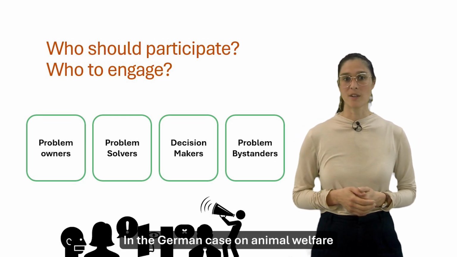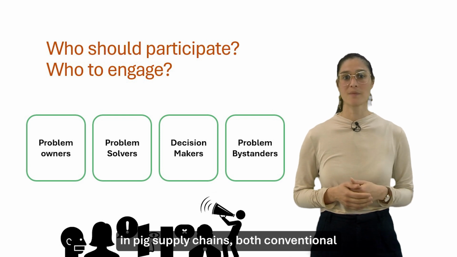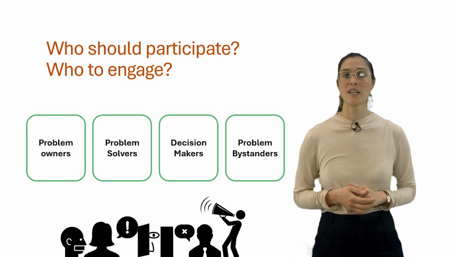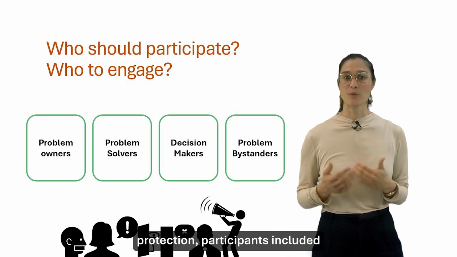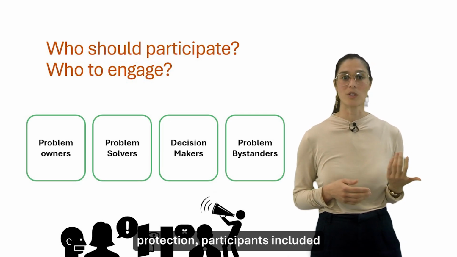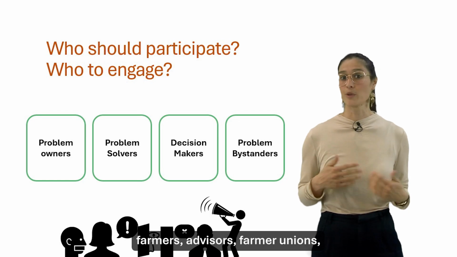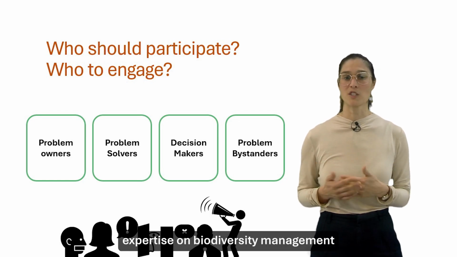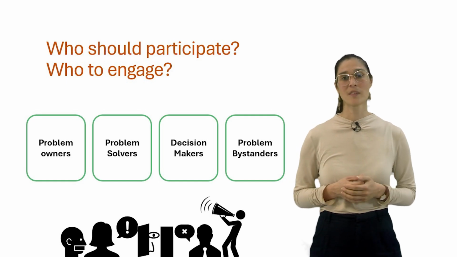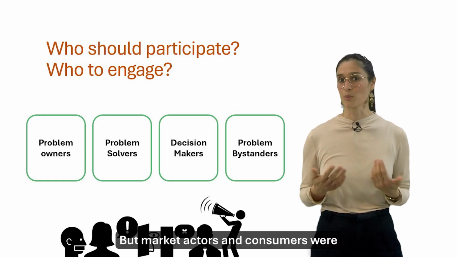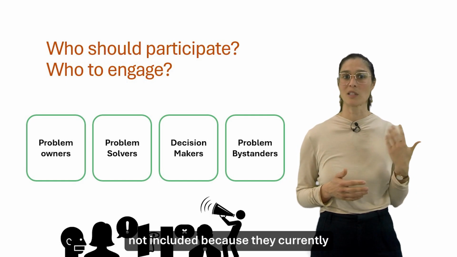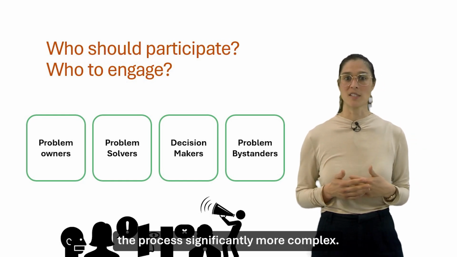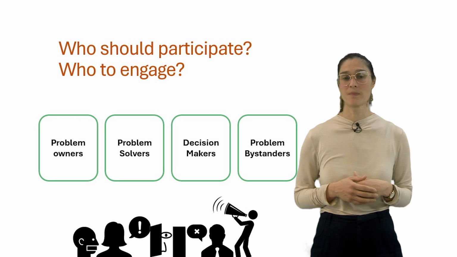In the German case on animal welfare in pig supply chains, both conventional and organic farmers were invited. In the Swiss case on biodiversity protection, participants included farmers, advisors, farmer unions, and public administration, ensuring expertise on biodiversity management on agricultural land. But market actors and consumers were not included because they currently play only a limited role in the system, and including them would have made the process significantly more complex.